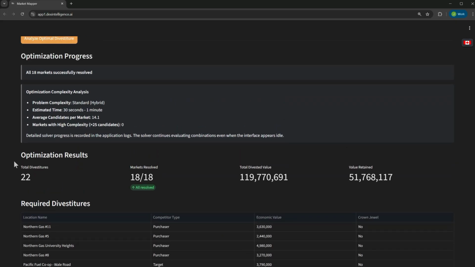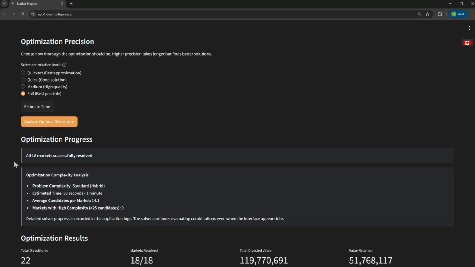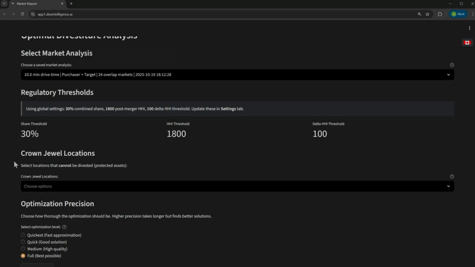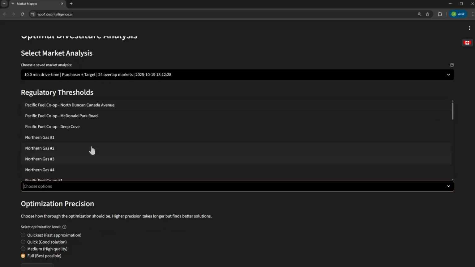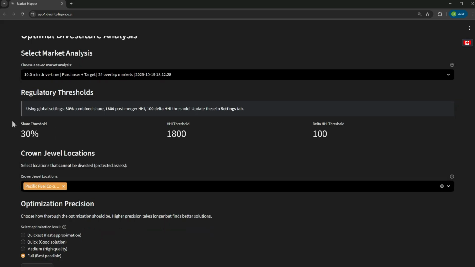So depending on the standards that the competition authority uses to assess merger remedies, this can be a really helpful tool to assess the risks associated with a potential acquisition. So this module lets you identify the mathematically optimal divestiture, also accounting for crown jewels that should be protected from divestiture.